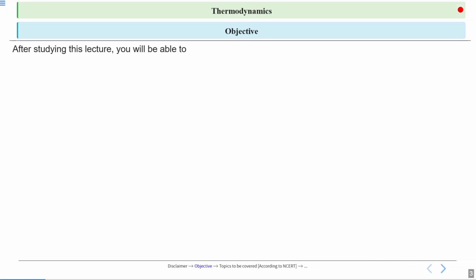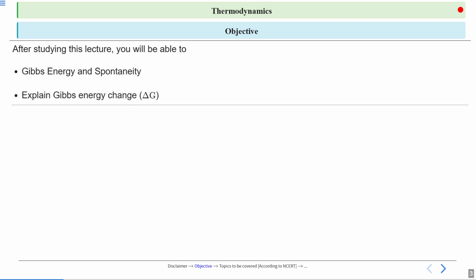Now if I talk about today's objective, our objective would be to study about the Gibbs energy and spontaneity. Then we will try to explain the Gibbs energy change in terms of mathematical formulation.